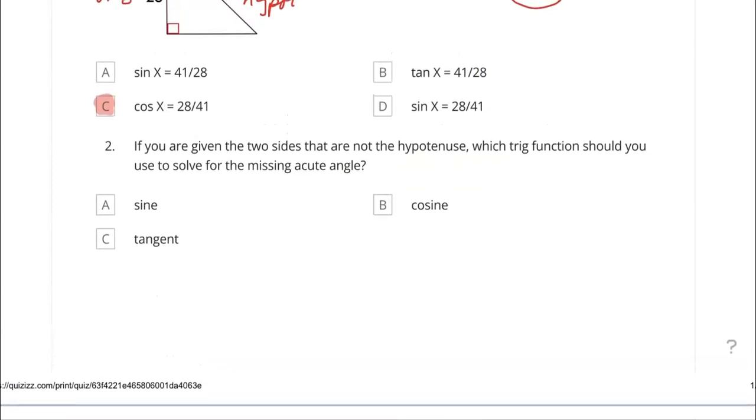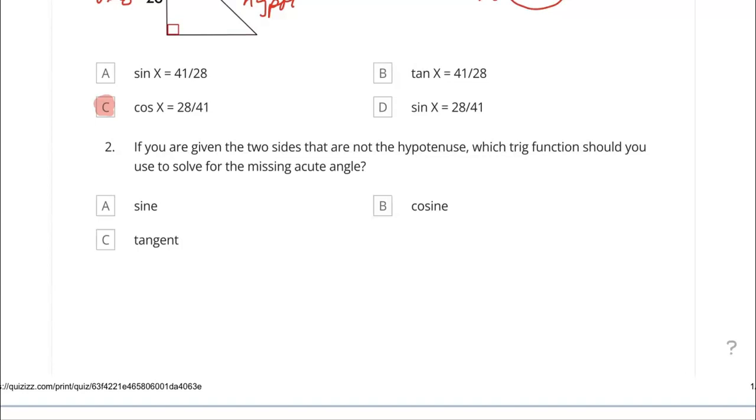Okay, moving on. If you are given the two sides that are not the hypotenuse, which trig function should you use to solve for the missing acute angle? If you're given two sides that are not the hypotenuse, you're going to use tan, because tan uses opposite and adjacent. It's the only one that doesn't have the hypotenuse in it. So your answer is going to be to use tan.